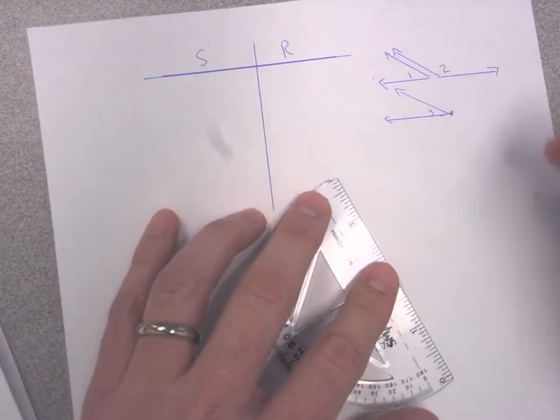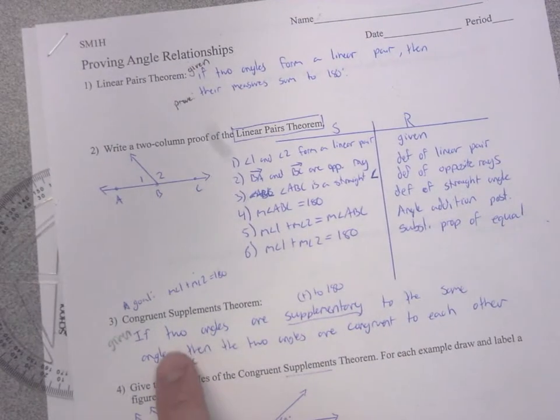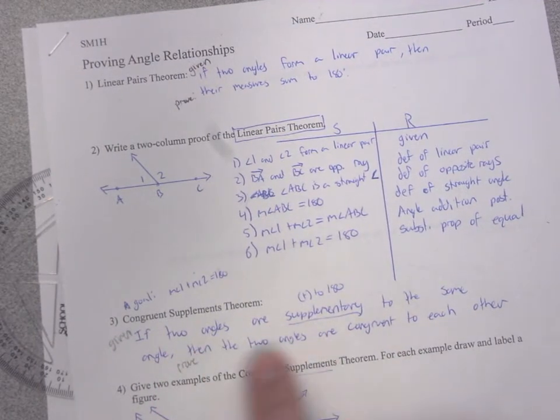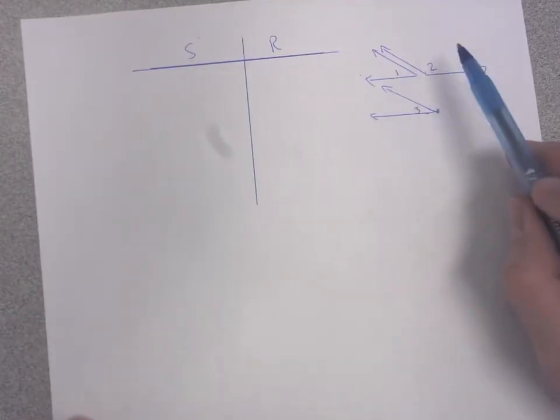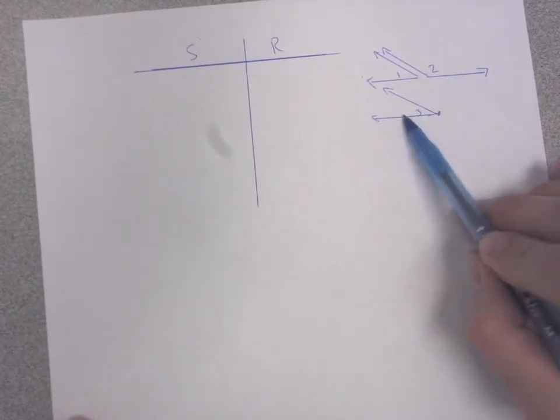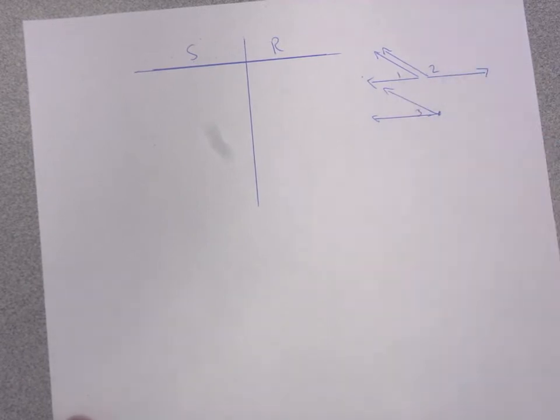Oops, yeah, we'll call this angle 3. All right, so what we're going to assume is this part. We're going to assume that two angles are supplementary to the same angle. So in this case, let's assume that angle 1 is supplementary to angle 2 and angle 3 is supplementary to angle 2. Or 1 and 2 are supplementary and 2 and 3 are supplementary.